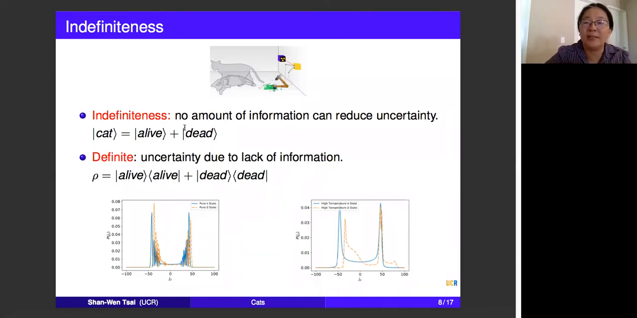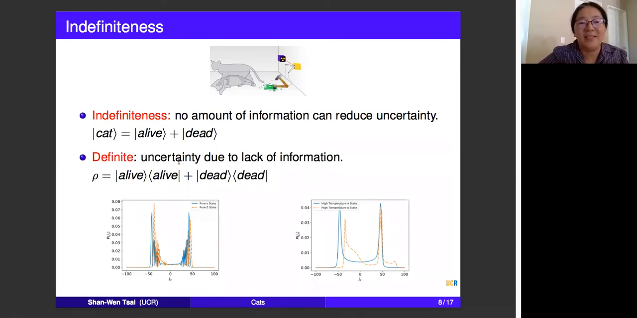So we will want, as we go on, to quantify that. And when an experiment measures some uncertainty, we want to have a way to put bounds on the source of that, whether it came from indefiniteness or something else.